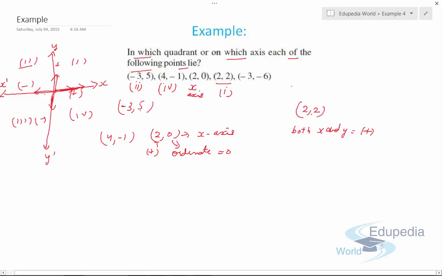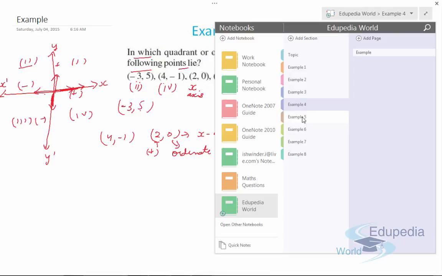Now the point is -3 and -6. We can clearly see that both x and y are in a negative direction, which clearly signifies that this point lies in the third quadrant. So let's move on to the next example, example number 5.